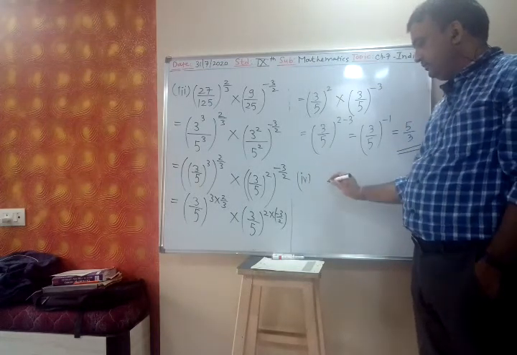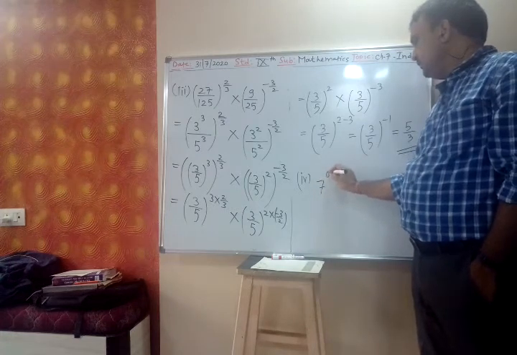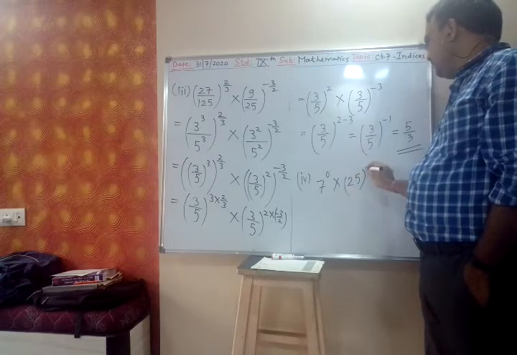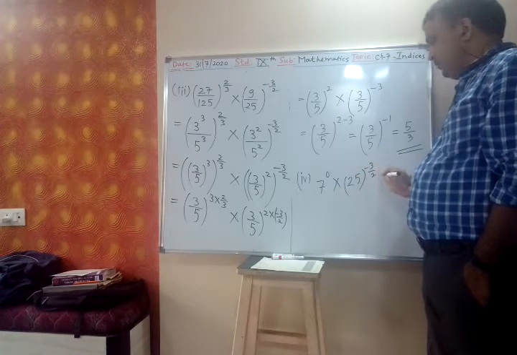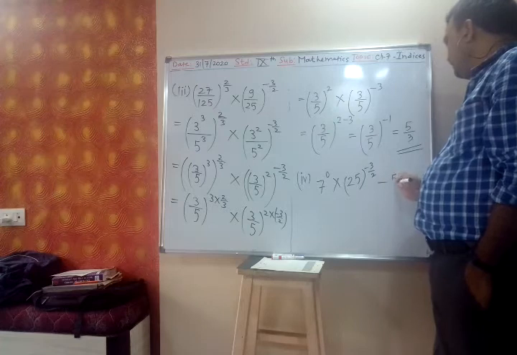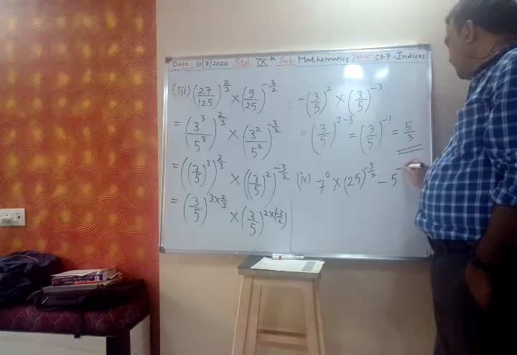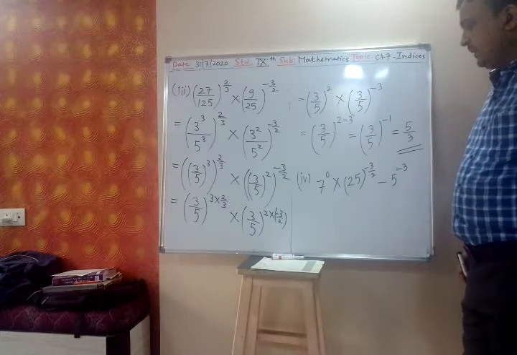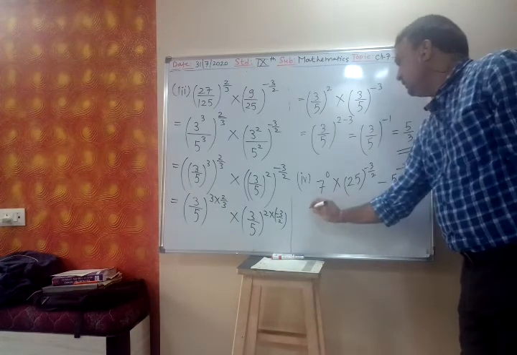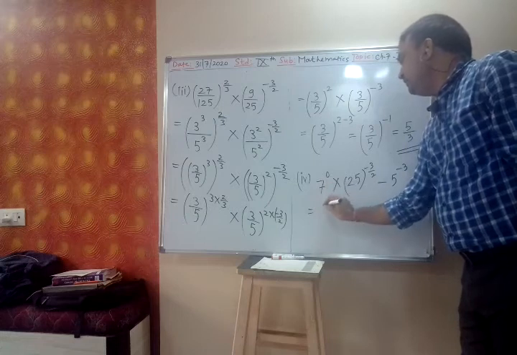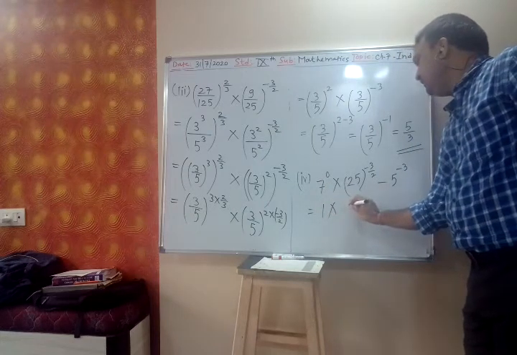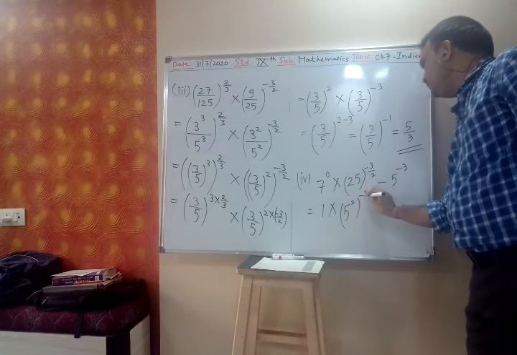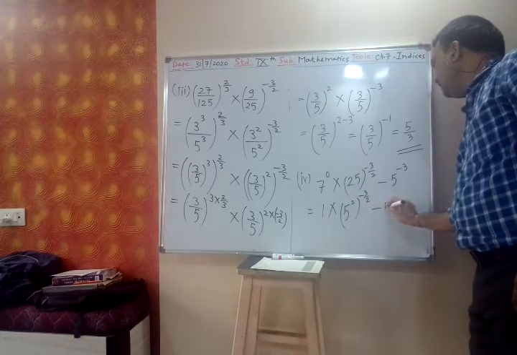Now the fourth one, 7 raised to 0 into 25 raised to minus 3 by 2 minus 5 raised to minus 3. 7 raised to 0 is 1. 25 I can write 5 raised to 2, raised to minus 3 by 2, minus 5 raised to minus 3.